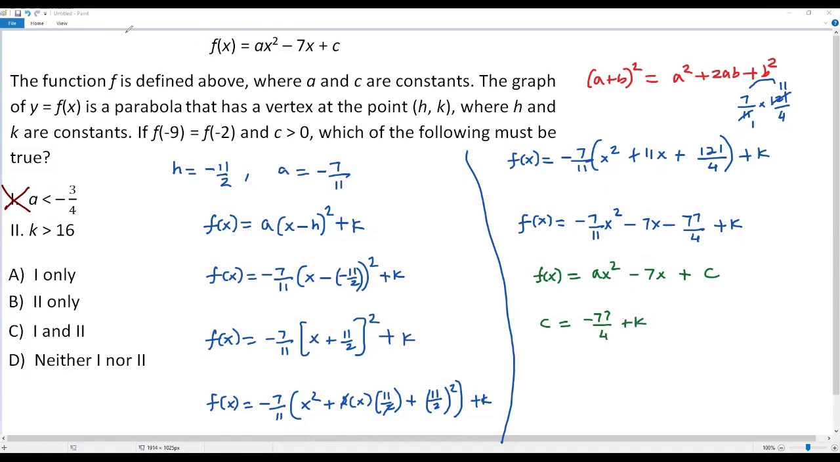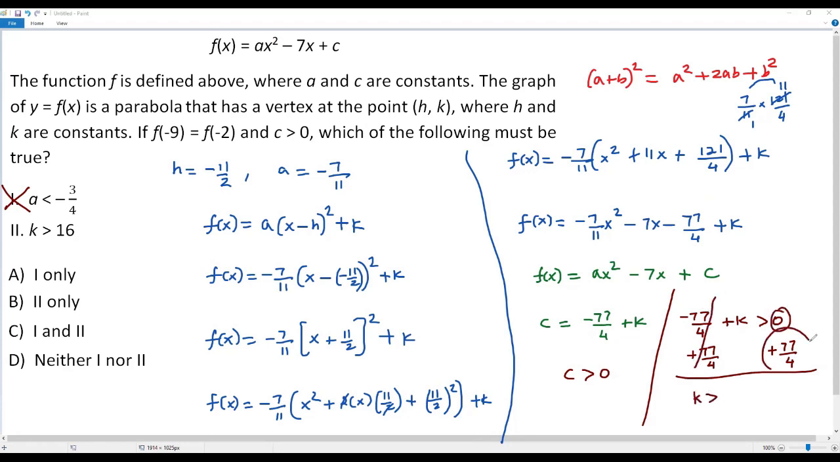Now, let me consider the information we have over here, that is the value of c is greater than 0. Let me plug in this expression for c, then I'm getting negative 77 over 4 + k greater than 0. Now, let me solve for k in this inequality. For that, we have to add 77 over 4 to both sides. When I do so, the negative and positive values will cancel out. I am getting k greater than 77 over 4. When I simplify this value, I am getting 19.25. That is, any value greater than 19.25 can be considered for k.